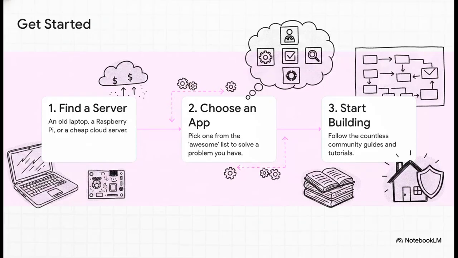It really just boils down to three simple steps. First, find a server. And this can be an old laptop you have lying around, a tiny little Raspberry Pi, or even a cheap virtual server you rent online. Second, pick an app from that Awesome Self-Hosted list that solves a real problem for you. Start small. And third, just start building. Follow the guides. The community has documented almost everything you can imagine.